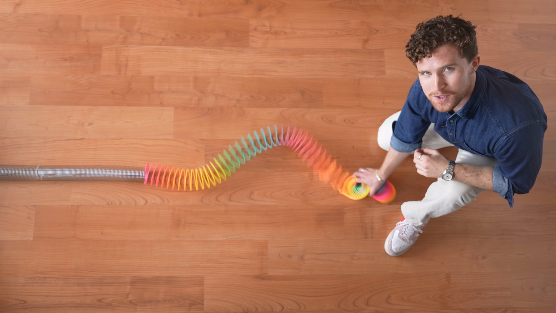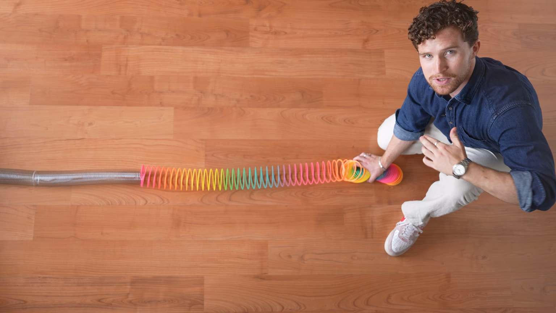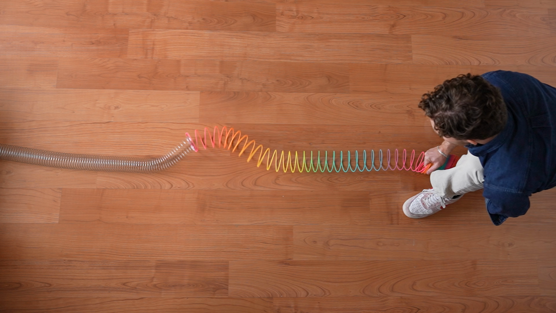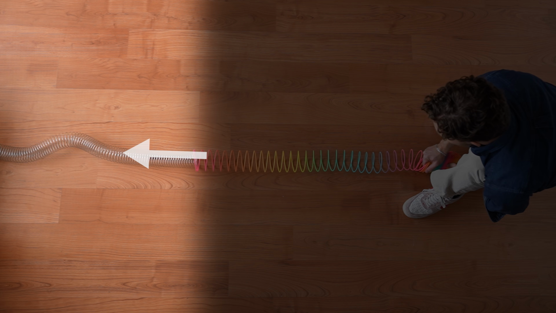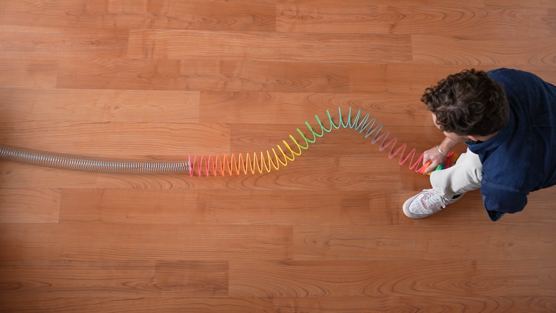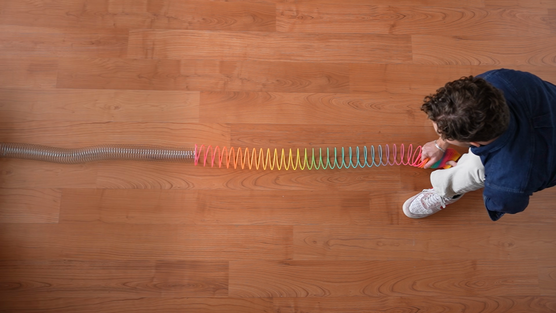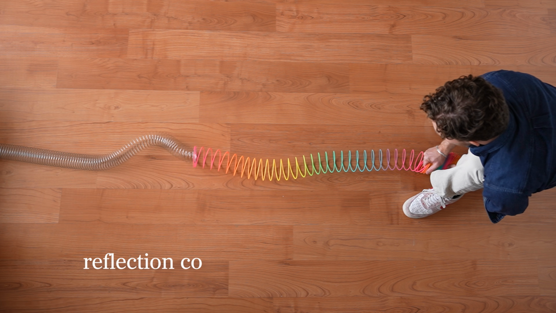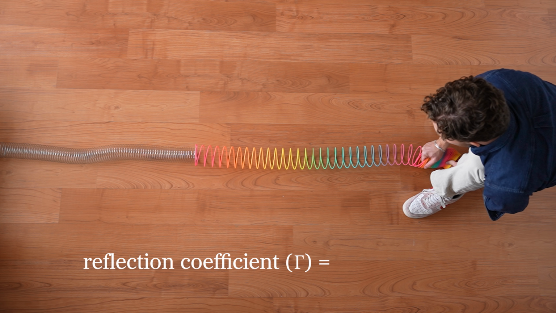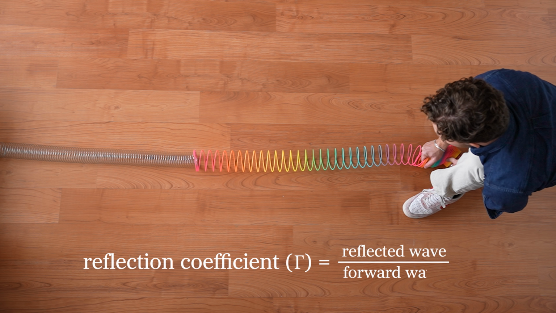Well, when we send a pulse down the line, it reaches the boundary between the 2 slinkies. Part of the energy continues through, and part of it reflects back. The severity of the reflection is captured by a ratio called the reflection coefficient. Its magnitude is just the size of the reflected wave divided by the forward wave.